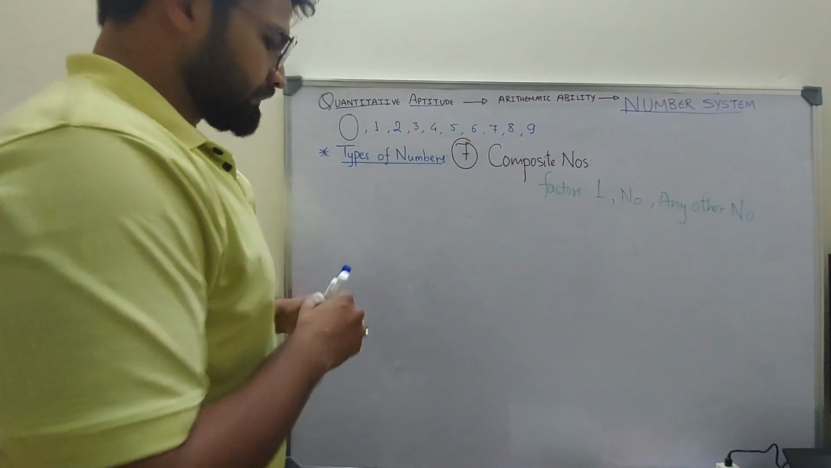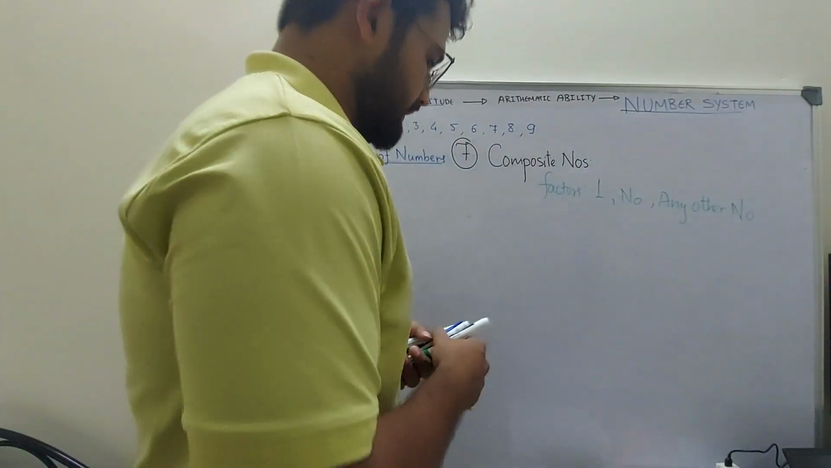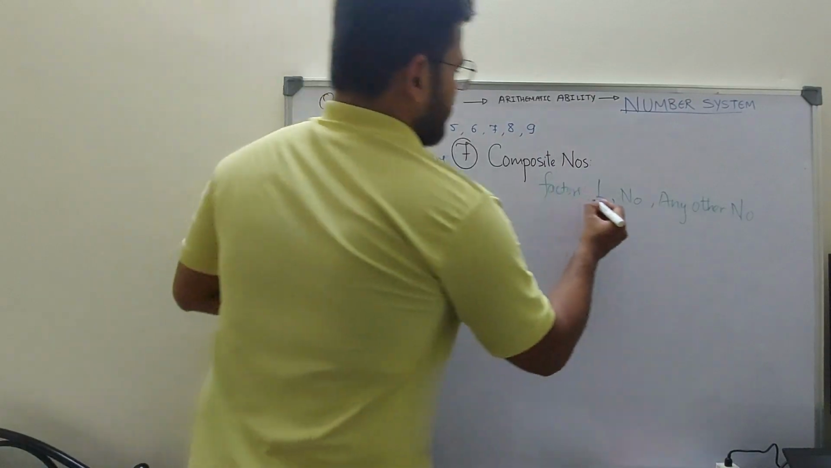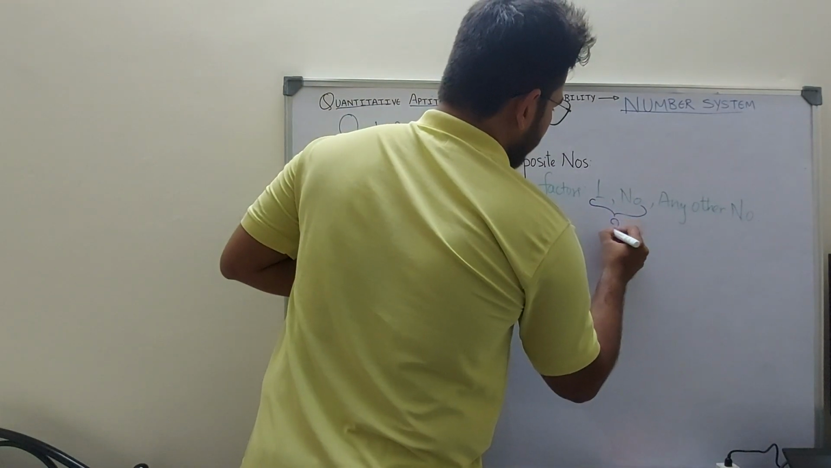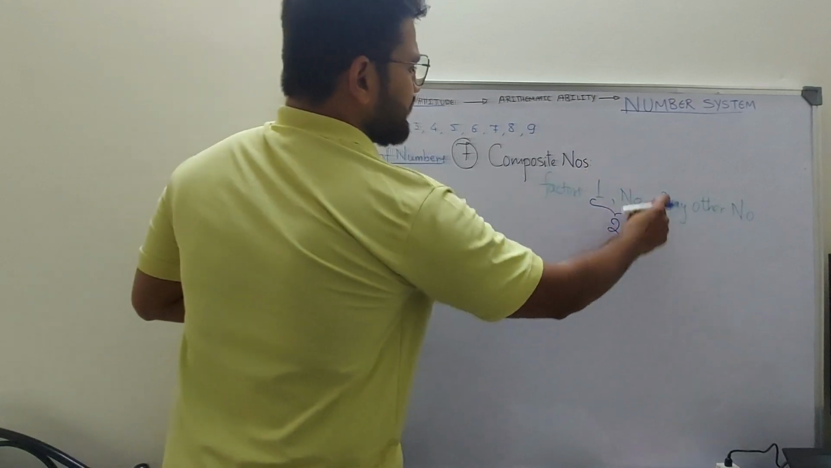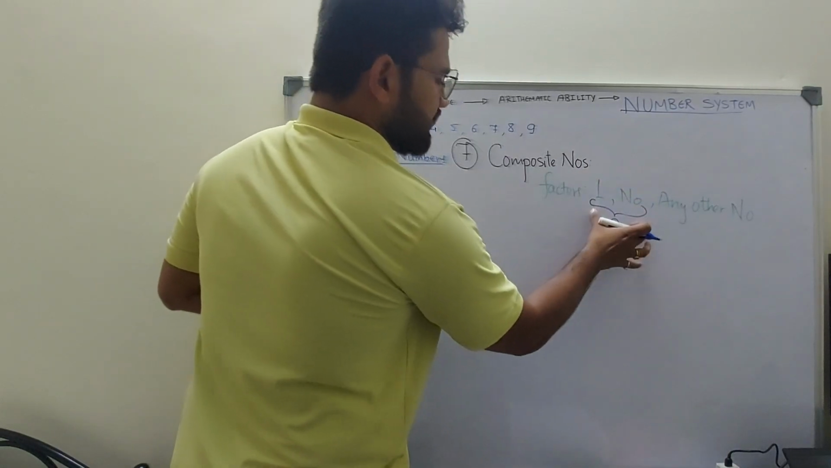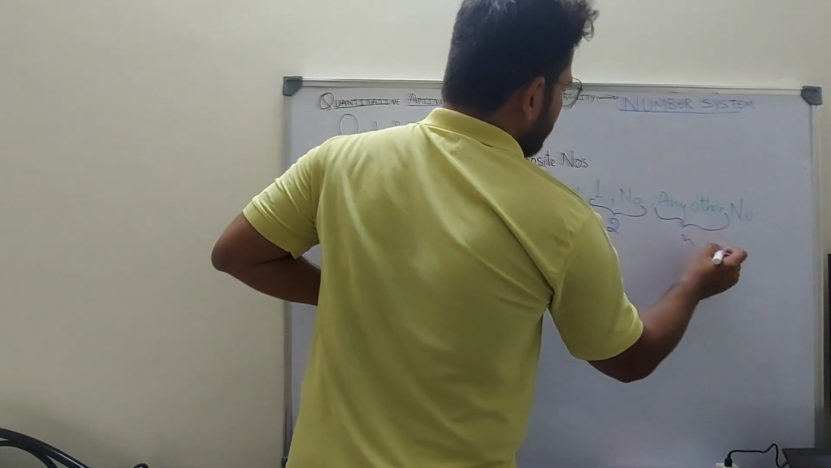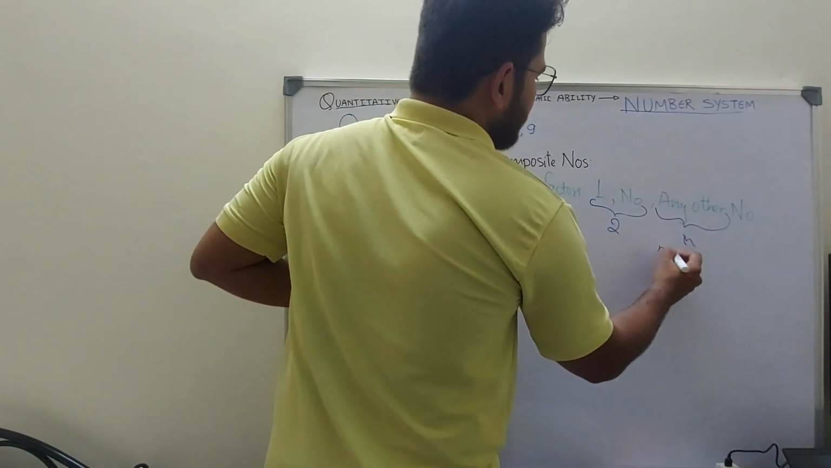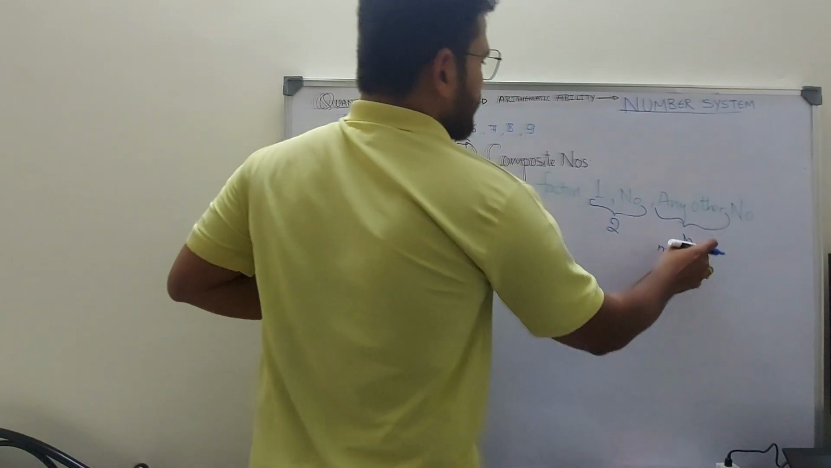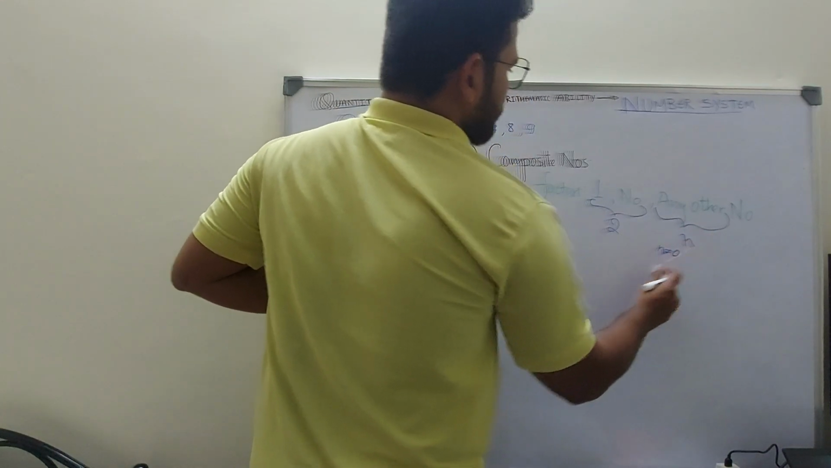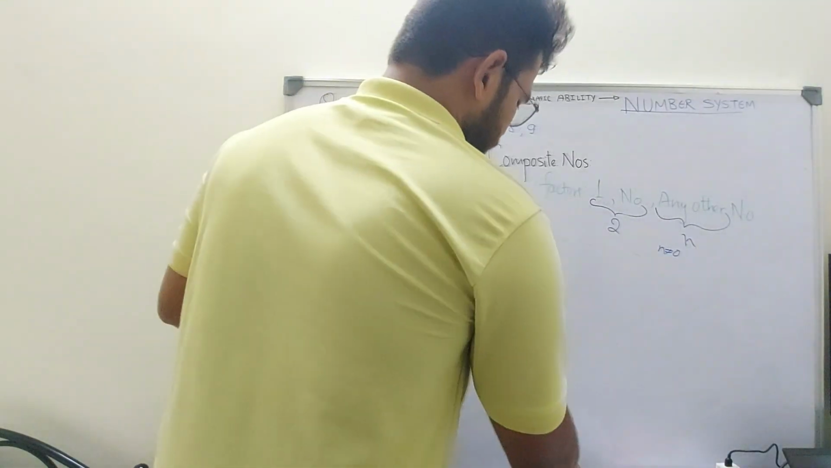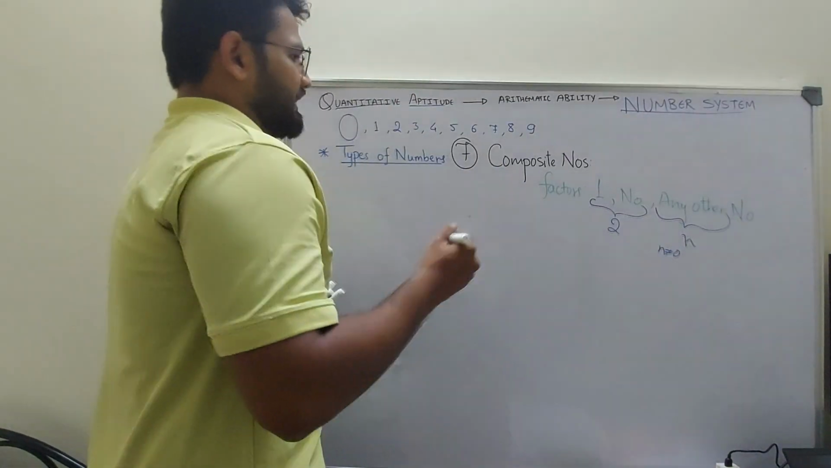For example, with respect to composite numbers, basically you can say it has more than two factors. These two are the condition. If only these two factors are there, then it is a prime. But if there are more than that, if there are n more factors and n is not equal to 0, then it is a composite number.